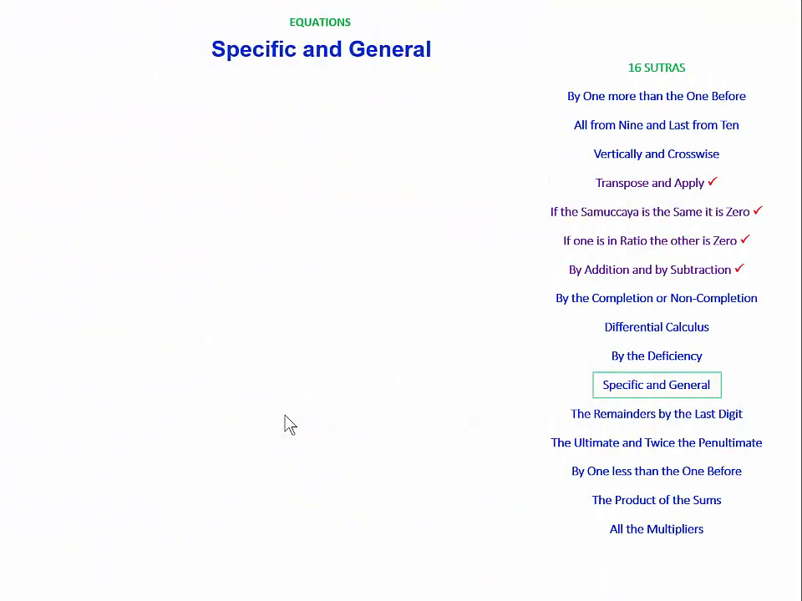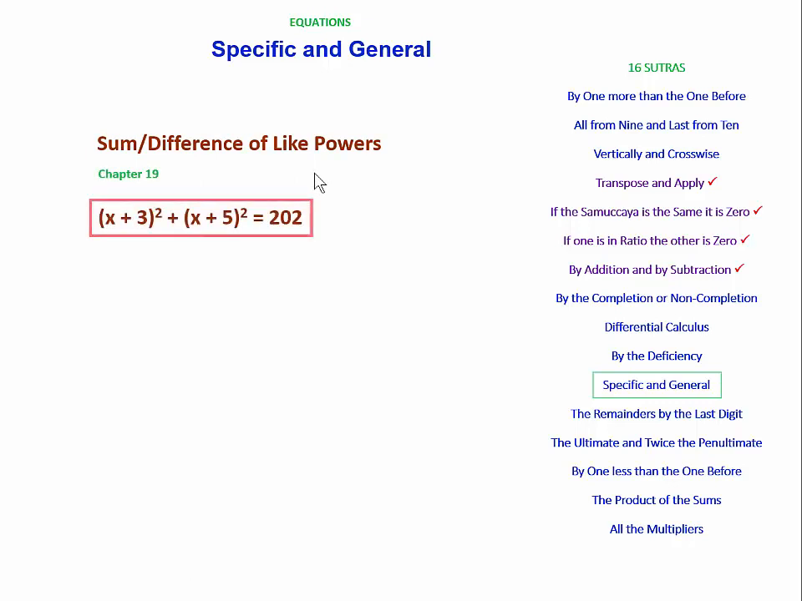Next sutra is specific and general, Vyashti Samashti. Sum and difference of like powers. This is shown in chapter 19, Tirthaji's book. To take a simpler example, first of all, than the one he shows, if you've got an equation like this, x plus 3 squared plus x plus 5 squared equals 202, we can use the average. And that's what the sutra is referring to here, because using the average involves a specific value taken from a general field. So we're using the average here, and the average of those two terms is x plus 4.